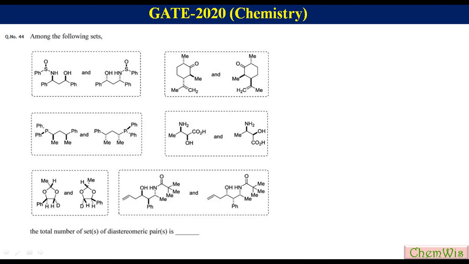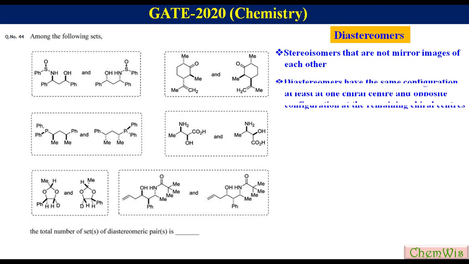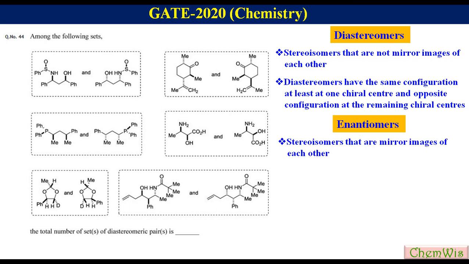In question number 44, we need to find the number of diastereomers. For this, we should first know the definition of diastereomers and enantiomers. Diastereomers are the stereoisomers that are not mirror images of each other. They have the same configuration at least at one chiral center and opposite configuration at the remaining chiral centers. Enantiomers are the stereoisomers that are mirror images of each other. They have opposite configuration at each and every chiral center.